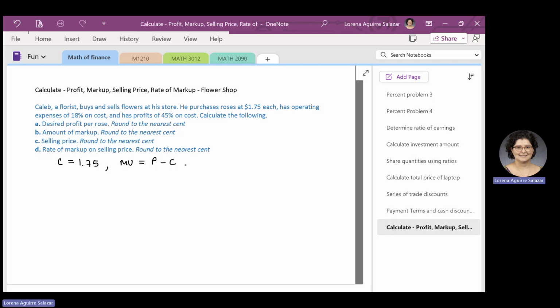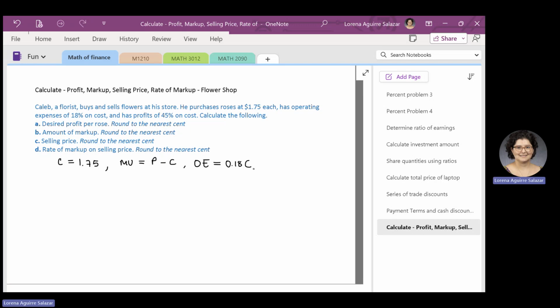Now, operating expenses, also known as overhead expenses, include expenses such as salary, rent, utilities, insurance, advertising, etc., that are necessary to operate a business. We have that operating expenses in this example correspond to 18% of the cost. So we have operating expenses equals 0.18 times C. We're going to find operating expenses shortly.